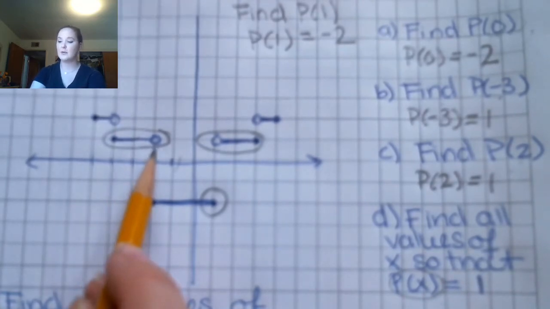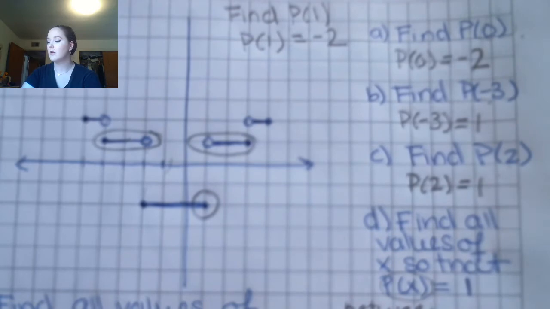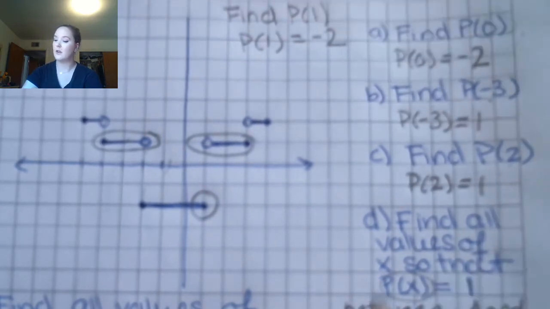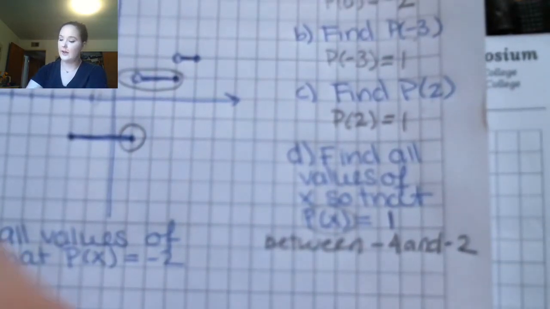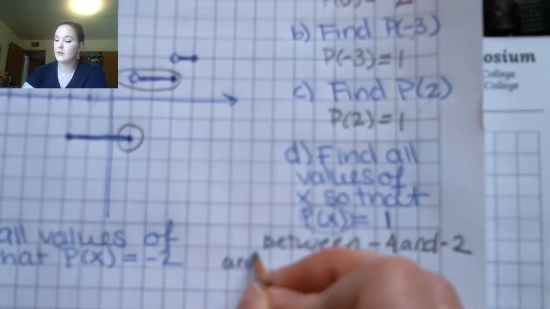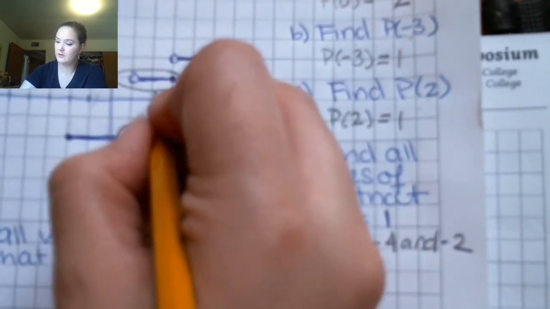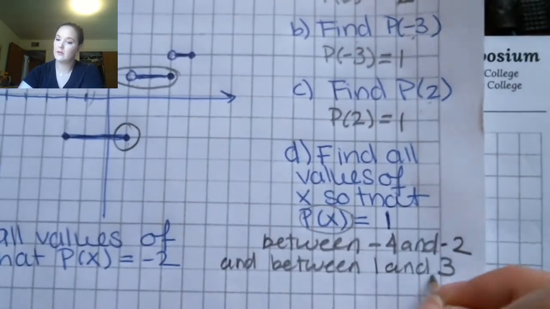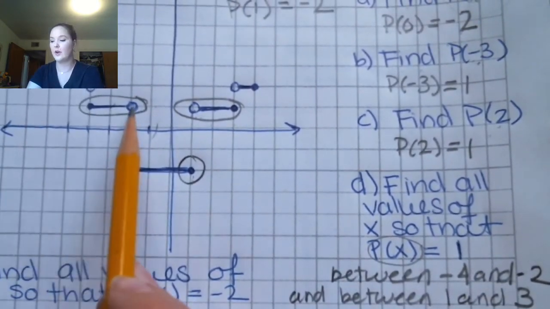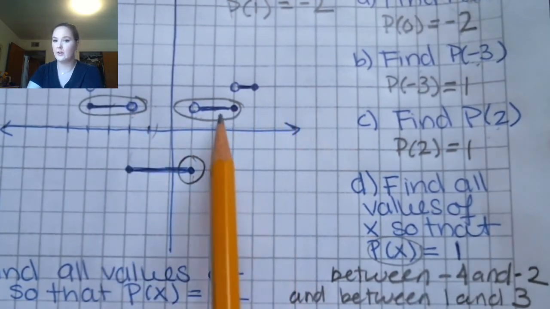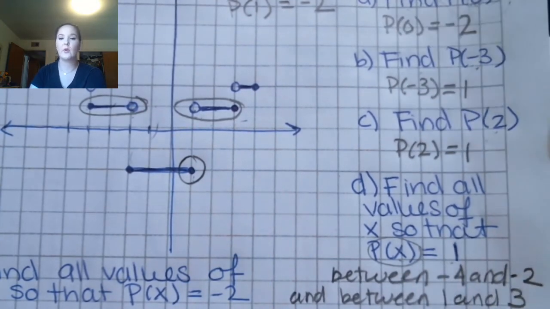So for this part, we would say they're between -4 and -2. Okay, and then for this part, we would say between 1 and 3. Okay, so this is for this part over here between -4 and -2, and this is for this part over here between 1 and 3. Okay, so again, for this example, they're giving us the y value 1, and we're finding corresponding x values.